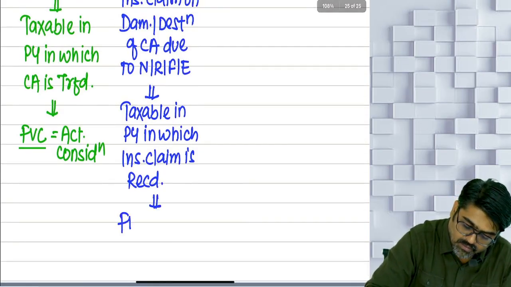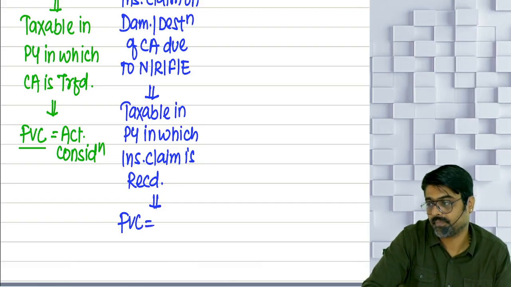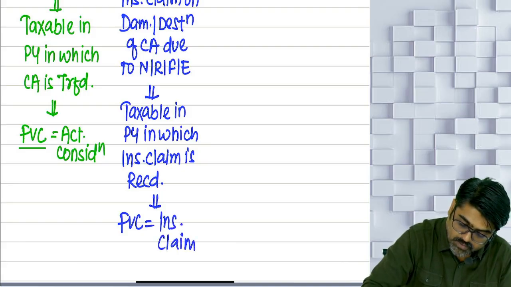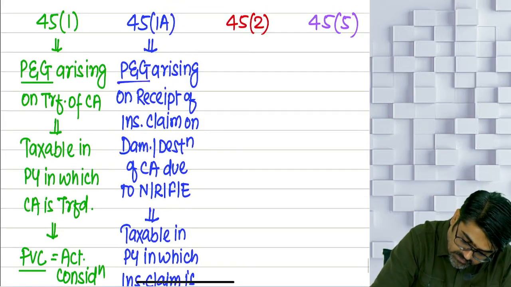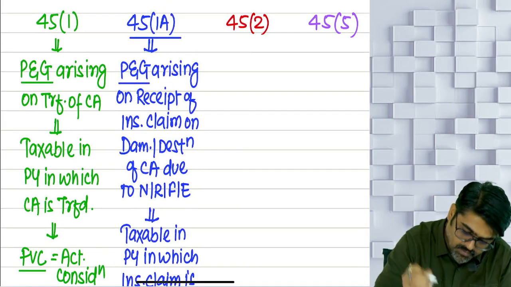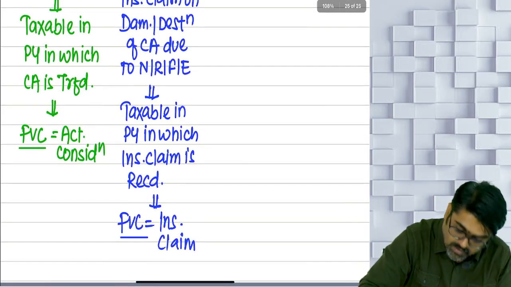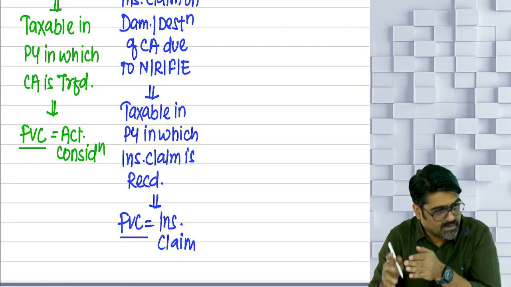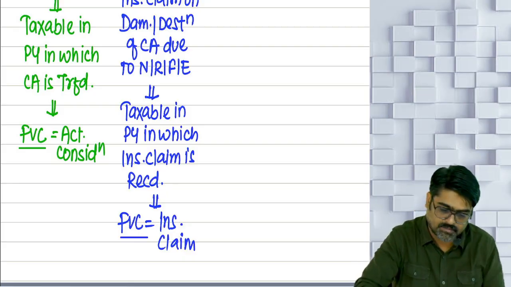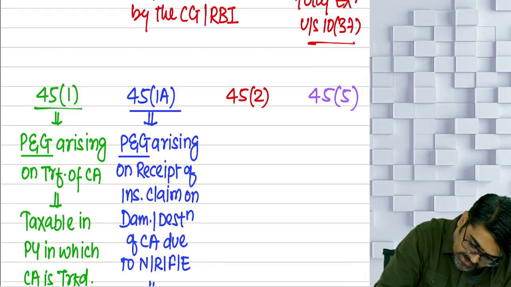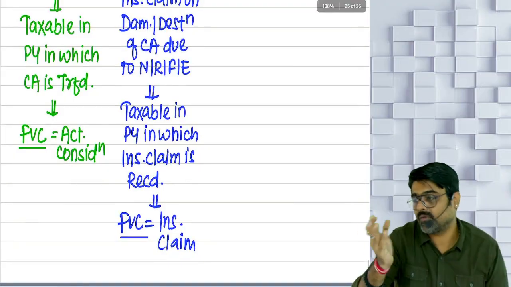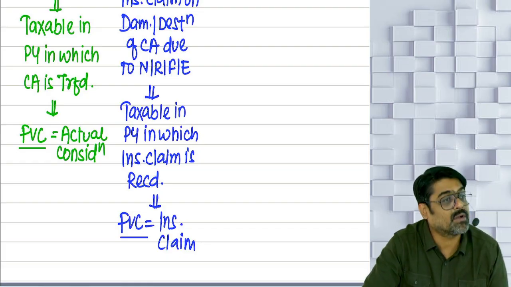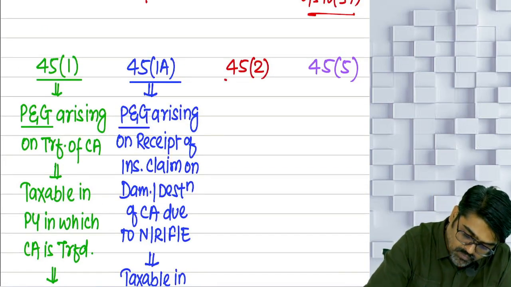But to calculate this gain, full value of consideration, what are you going to take? The amount of insurance claim will be taken as full value of consideration. So this profit or gain which is taxable under section 45(1)(a) will be taxable based on this full value of consideration. Done, sir? So while calculating this gain, take this amount as full value of consideration. But while you are calculating gain under section 45(1)(a), what will be the full value of consideration? Actual consideration. The amount of actual consideration. Yes or no?